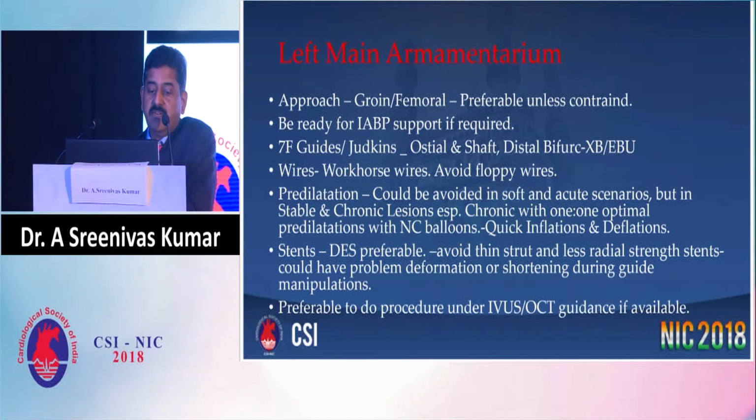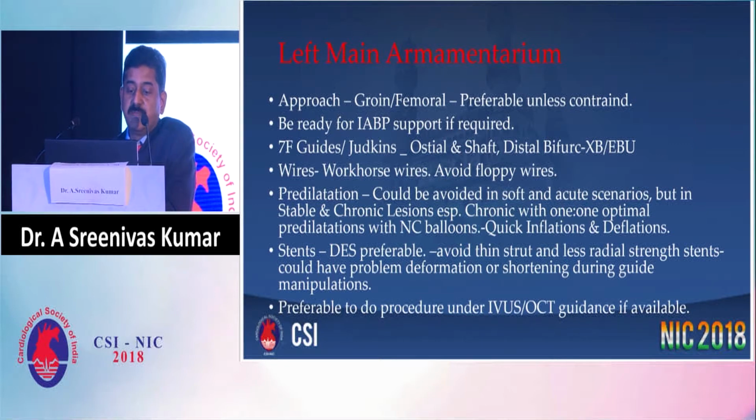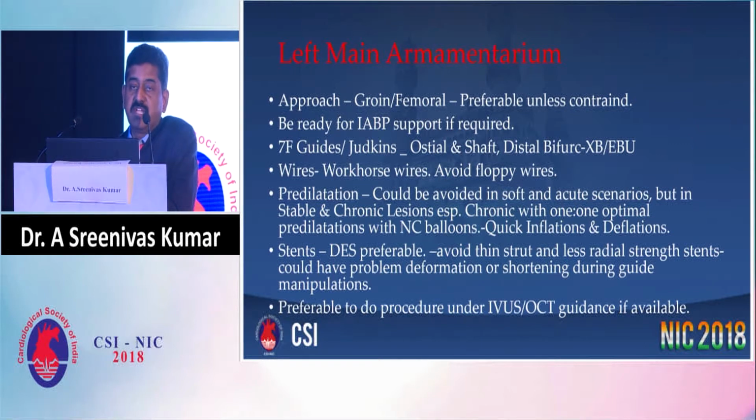And then 7 French guides are preferable if you are planning a 2 stent strategy, especially when the distal bifurcations are involved. Then we prefer extra backup support guides. Whereas if osteal lesions are there, then probably JL guides, Judkins, could be preferred to avoid more dissections happening.